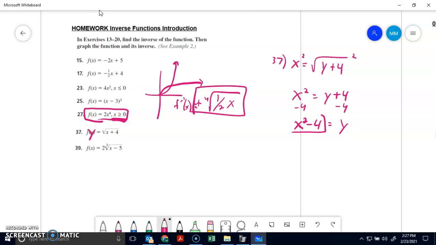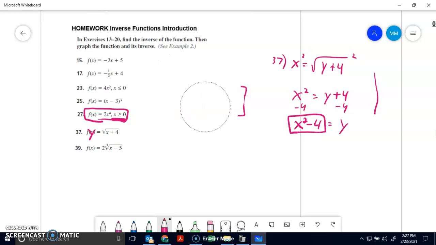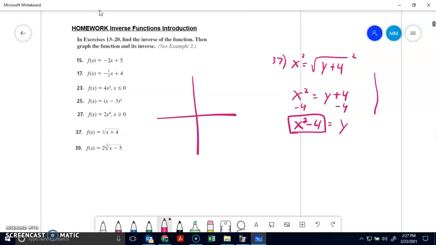And again, this is a full parabola. So we've got to think about what this graph looks like. That's a terrible graph. Let me put the graph over here. So we're talking about a full parabola. So what does this graph look like? So this is a square root. Looks like this, and it's been moved left 4. This is a quadratic, and it's been moved down 4.